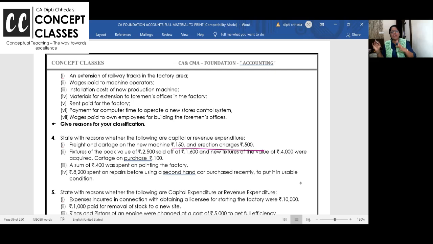Like, you got the machinery, you unloaded it in your factory, you erected it at a proper place, you did all other details, you have put some machinery, some spare parts, some software so that it gets started automatically. So all this freight and cartage on the new machine, erection charges and all this should be capitalized in the books.